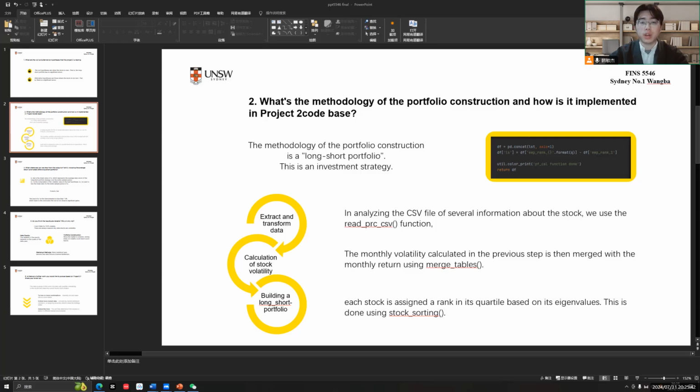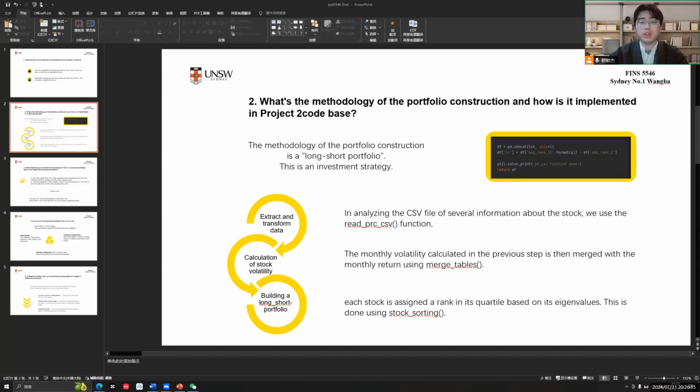The extract and transform step mainly transforms the stock data to meet the machine's needs for analysis, and then adds it to the return dictionary in our project for analysis. In analyzing the CSV file with several pieces of information about the stock, we use the read PRC CSV function, which mainly helps us to take the closing price of the specific stock ticker within the specified date range.